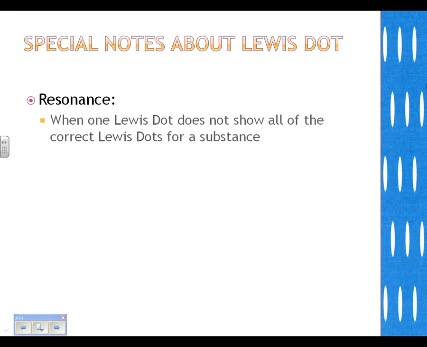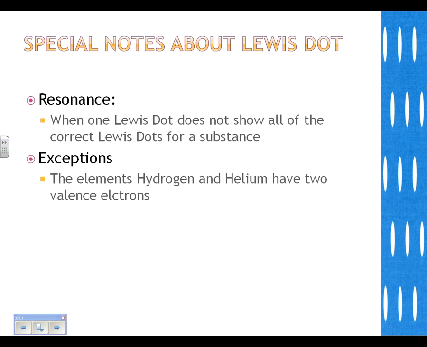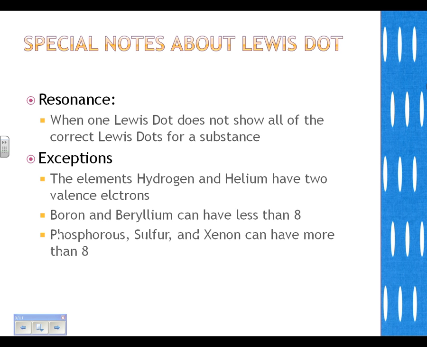Terms. Resonance is when one Lewis dot structure cannot properly depict the bonding in a molecule. Octet exceptions are: hydrogen and helium have 2 valence electrons, boron and beryllium can have 8 or less, and phosphorus, sulfur, and xenon can have 8 or more.